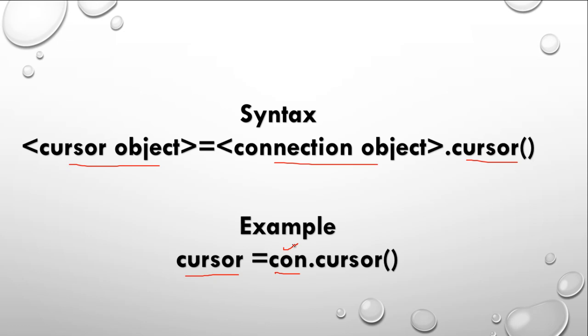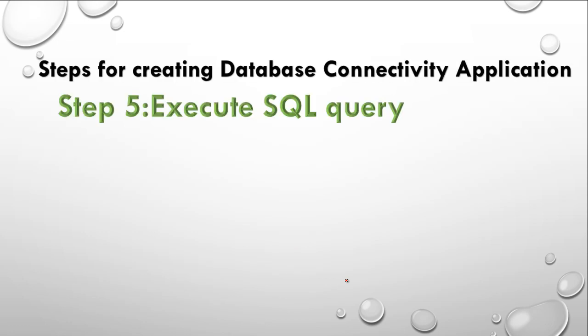So once the connection is established and the connect function is used on the con variable, then with the help of this statement we can initialize a cursor with the connection object. After establishing the connection, we write this statement to initialize the cursor with the connection. The next step, once the cursor is created, is that we have to execute our SQL query.